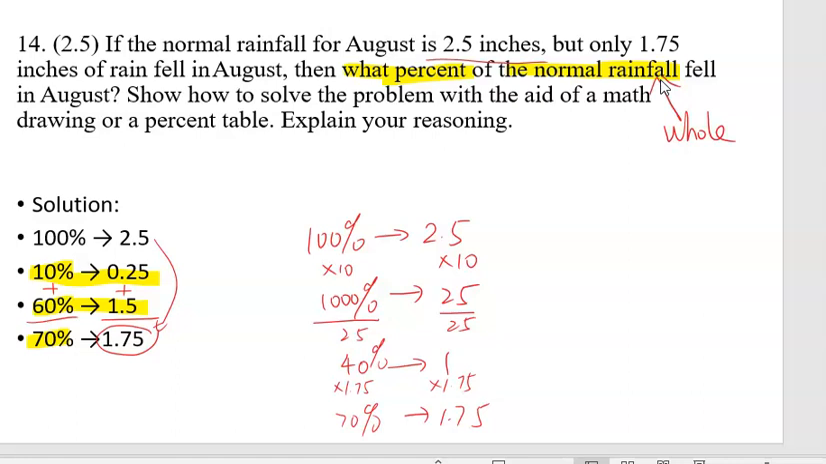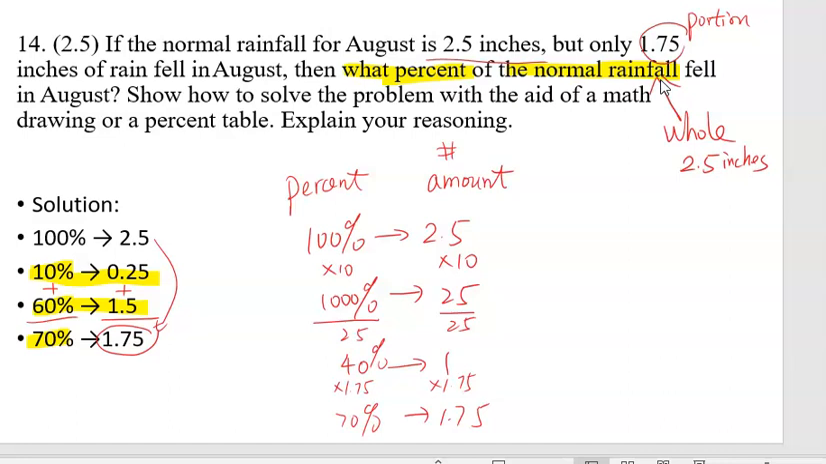The normal rainfall has 2.5 inches. So we're going to write down the whole is 2.5 inches, which makes the other one, the fraction, the actual rainfall. This is going to be our portion. Okay, so I have both of them labeled, the whole and the portion. And so we can set up a percent table. Remember, when we set up a percent table, one column has percent, the other column has amount, like a number amount.